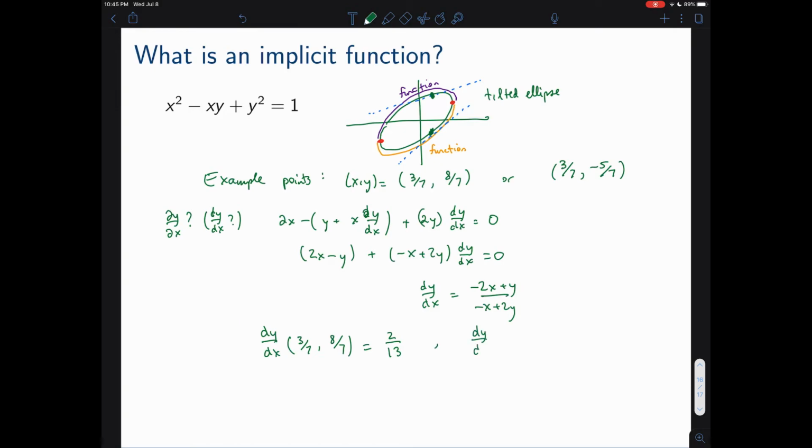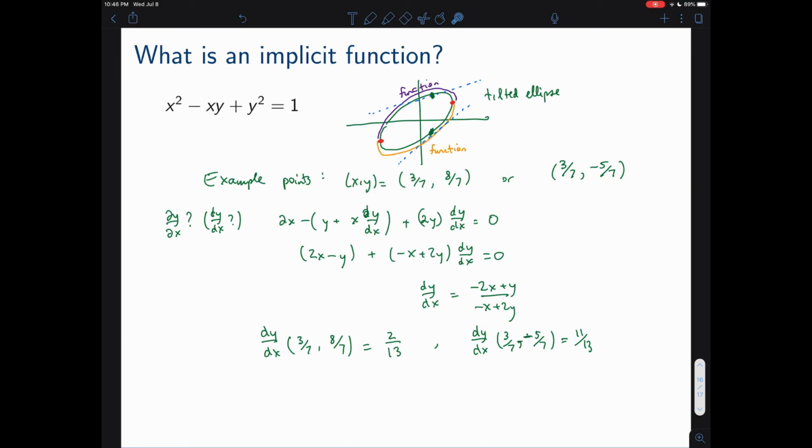At the other point, 3/7, negative 5/7, when you put these into the expression we found, you get 11/13. So still a little bit less than 1, but closer to 1, so a little bit steeper than the first one we drew. So despite this drawing not being super precise, it's still in the ballpark.